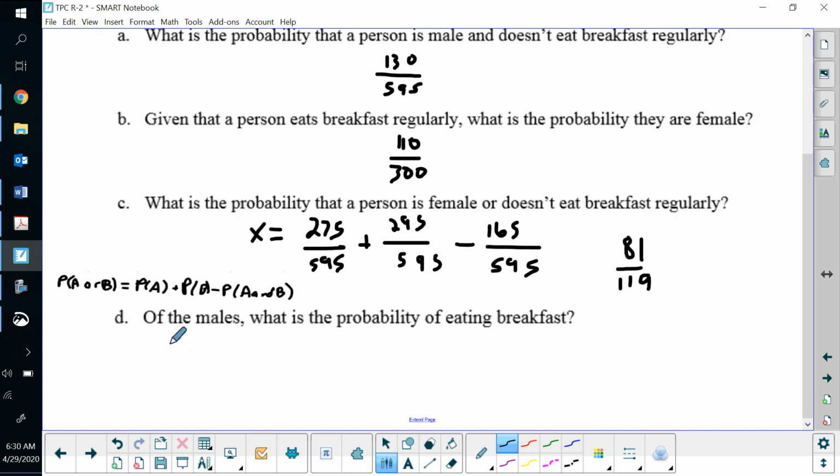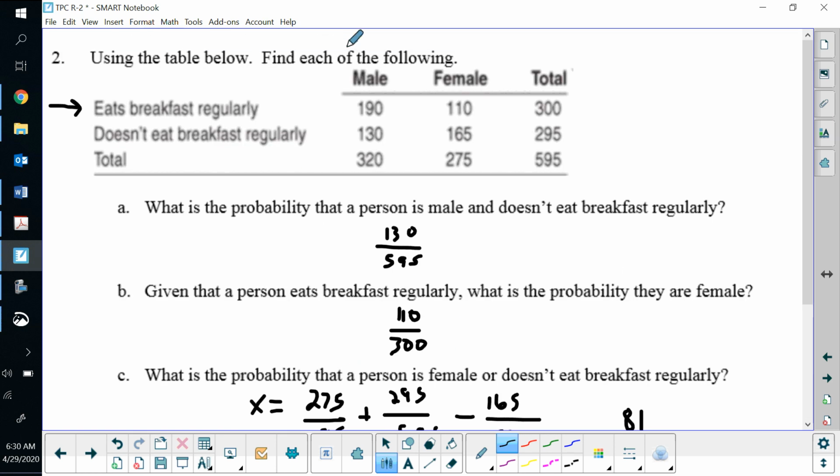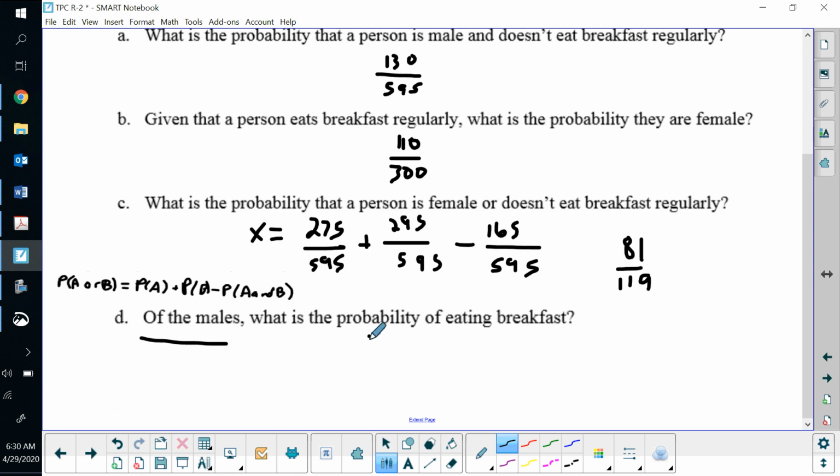All right, so of the males. So that's kind of like saying given the person's a male. So we know they are a male, so we're going to focus on only that column. Then we'll find what is the probability of eating breakfast. So focusing only on the males, eating breakfast is 190 out of 320.